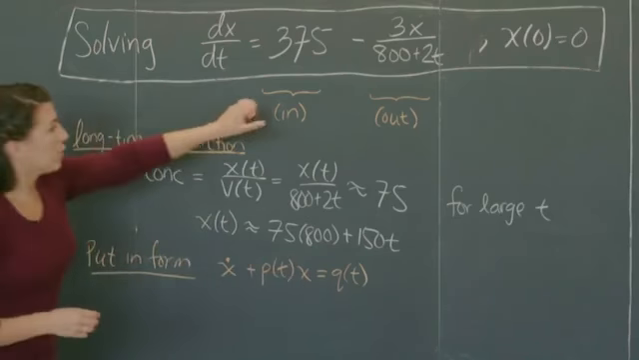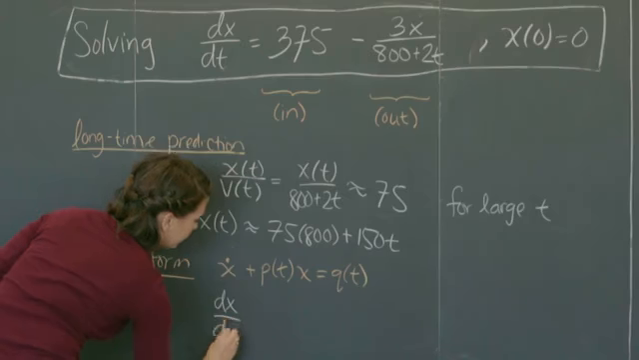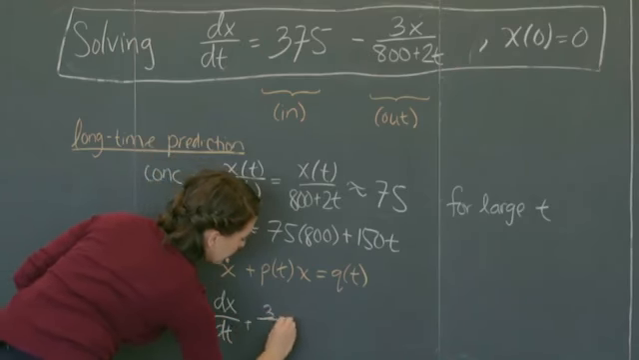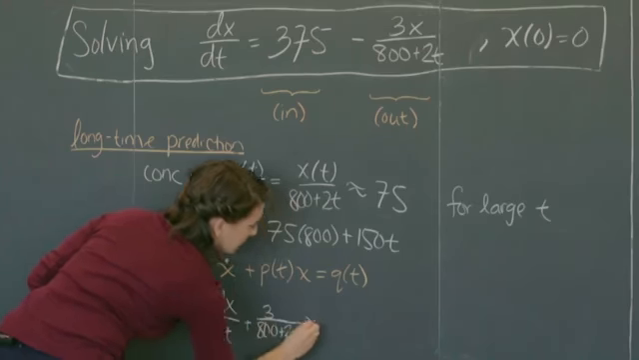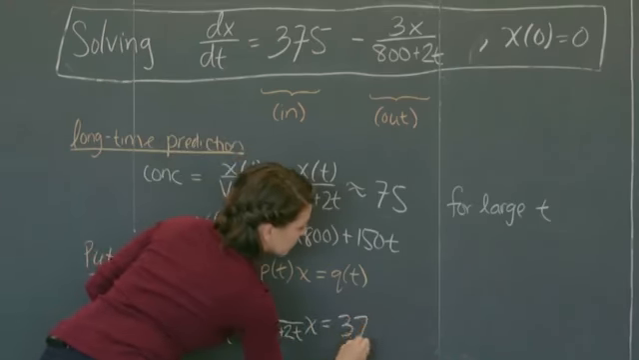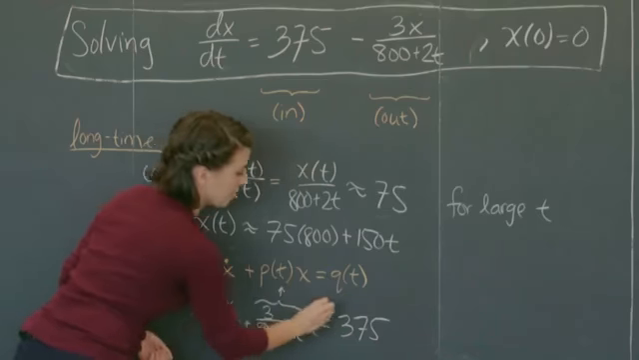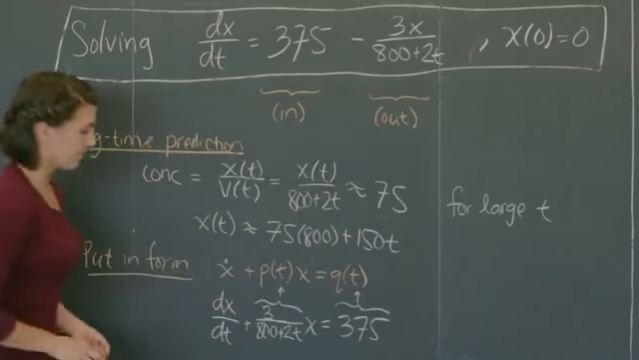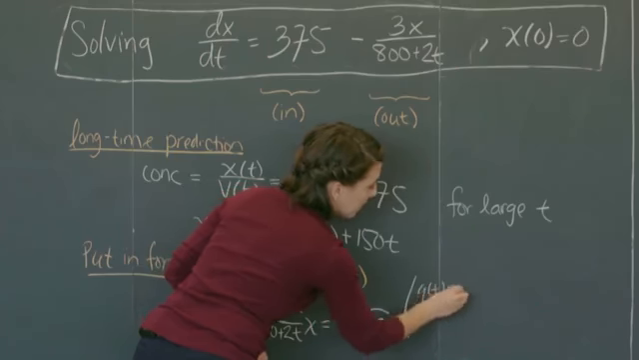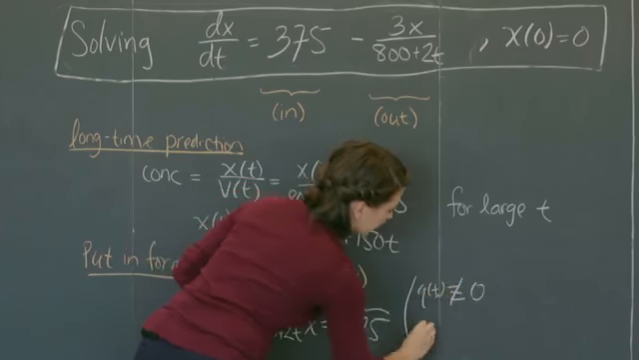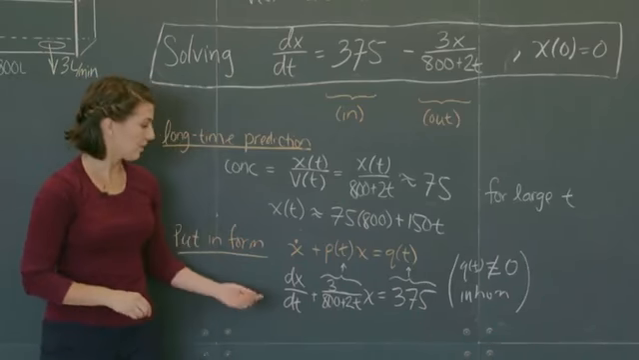In our case, if we move this term to the left-hand side, this is the same as dx dt plus 3 over 800 plus 2t times x is equal to 375, where this is p of t and this is q of t. Since q of t is not identically 0, this is an inhomogeneous equation. So we'll need to use the method of variation of parameters to solve this.